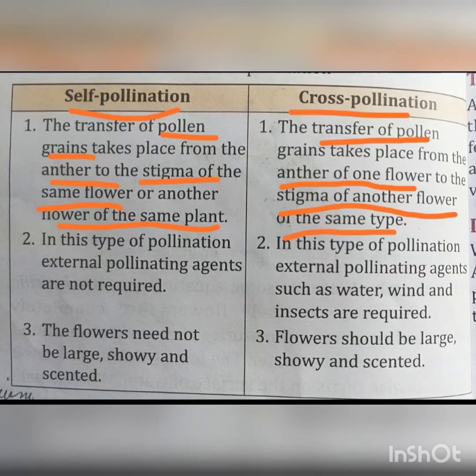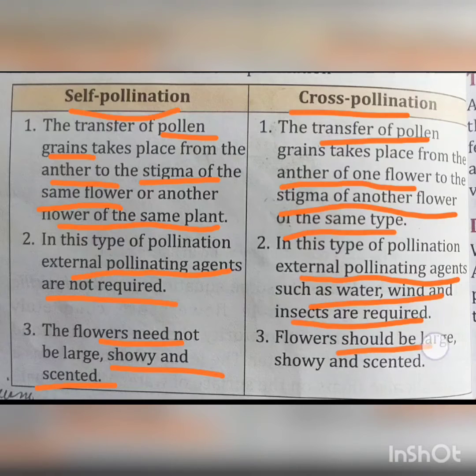In self-pollination, external pollinating agents are not required. In cross-pollination, external pollinating agents like water, wind and insects are required. In self-pollination, the flowers need not be large, showy and scented. In cross-pollination, the flowers should be large, showy and scented.